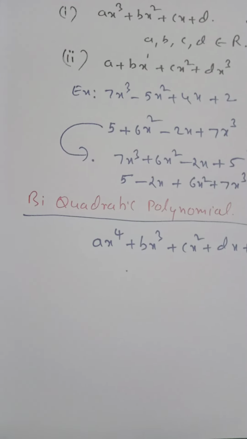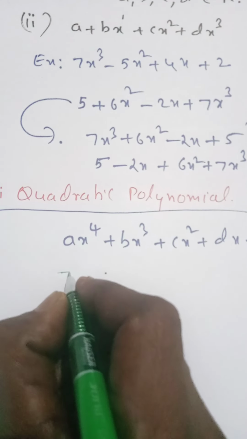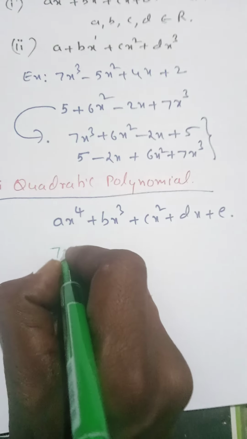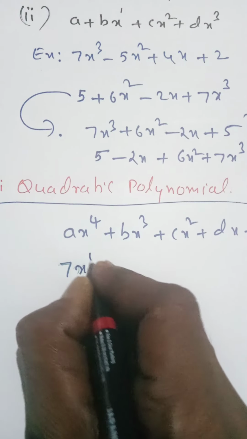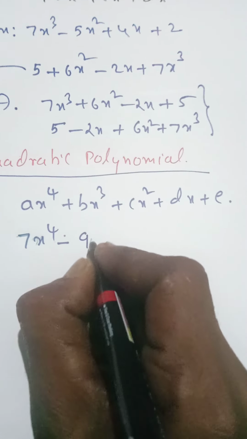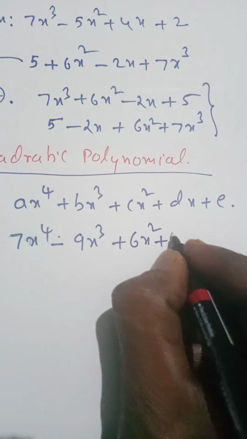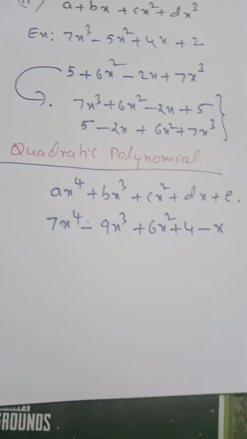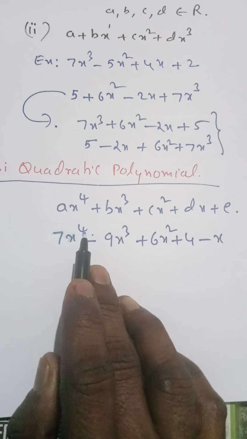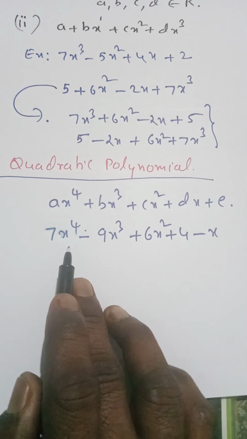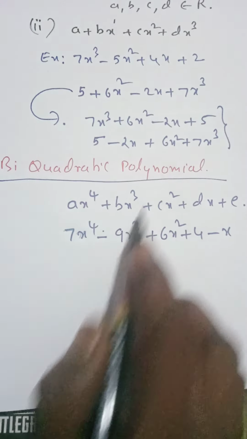So I am going to write an example of a biquadratic polynomial, that is 7x to the power of 4 minus 9x cube plus 6x square plus 4 minus x. Once you check this expression clearly, the highest degree is 4 in the first term. Then this is an example of a biquadratic polynomial.